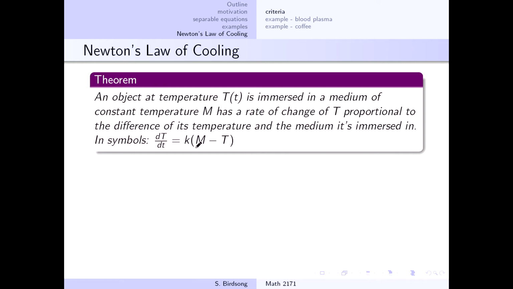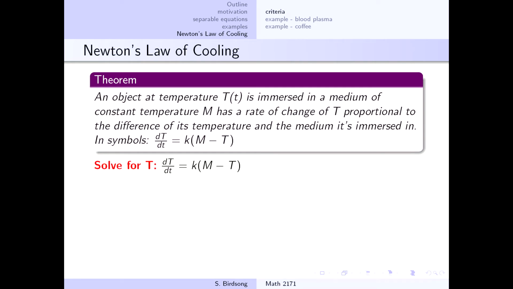M here is the actual temperature of the stuff you're in, like air if you're in a room. If you're sitting inside of some other liquid, it would be the temperature of that other liquid, etc. Minus the actual temperature of your object. This T here, remember, is your function, your dependent variable in this situation. So let us look at an example.